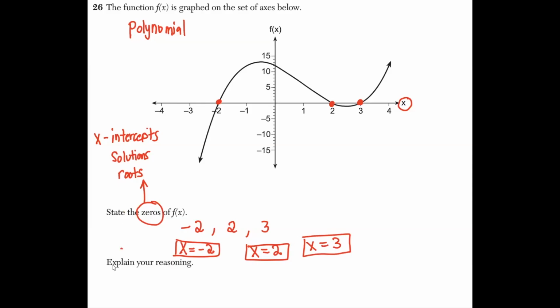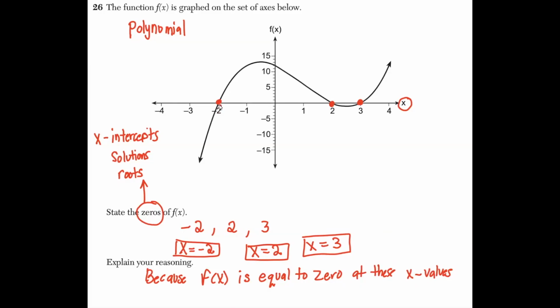Okay. Now, how do I explain my reasoning? Is explaining what, in fact, a zero is. Okay. I could say that these here are zeros because f of x, which is the function that they gave us, is equal to 0 at these x values. And that is the exact definition of what a zero is.